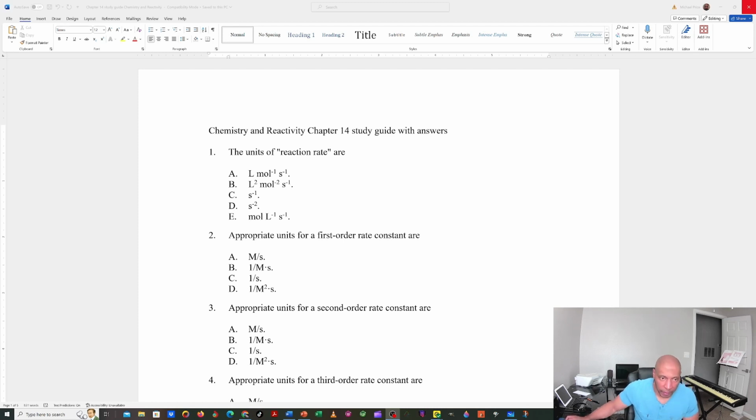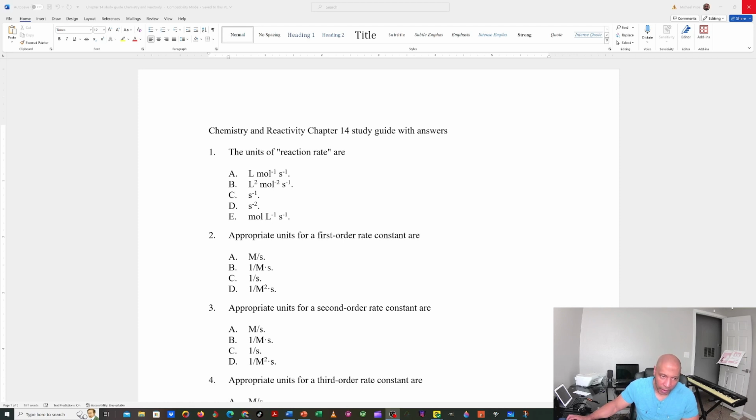Alright, so the first problem: the units of a reaction rate. It's a rate, so you'd expect it to be something per unit time, per second. And you guys know, because I told you, it's going to be moles per liter per second. But of course, that can take the form of a lot of units. I could have M times s to the negative 1, or moles per liter, or L to the negative 1, s to the negative 1. So the answer, of course, is going to be E.